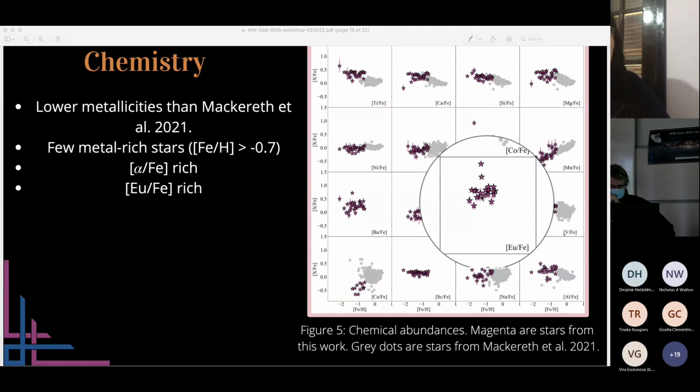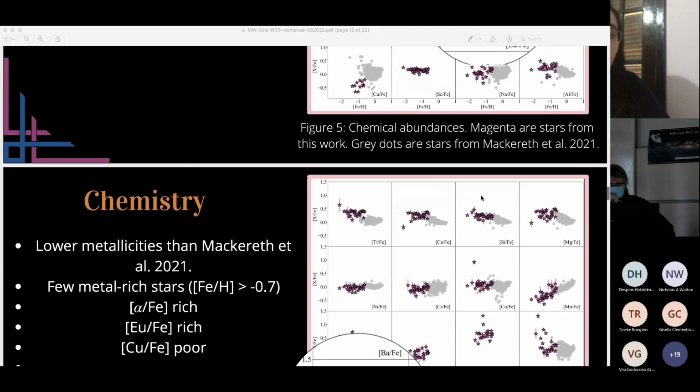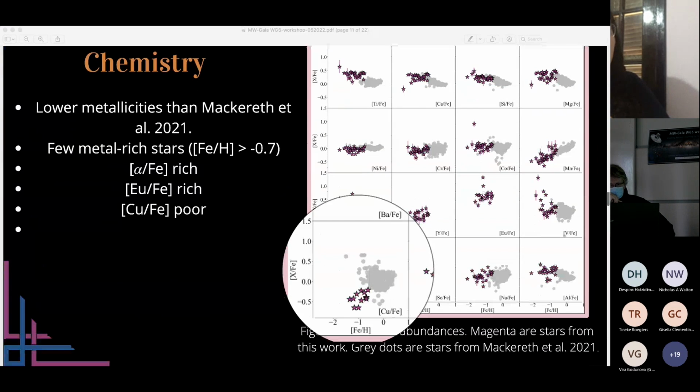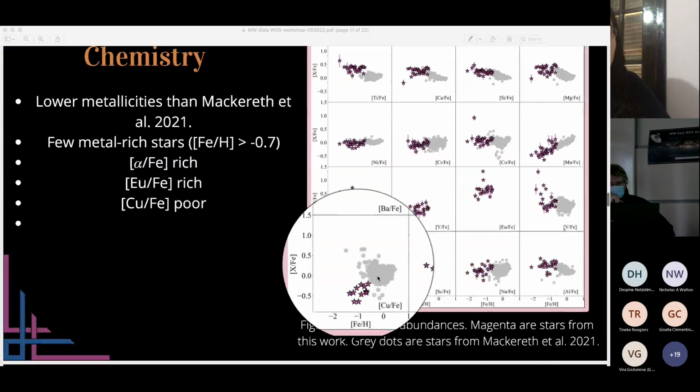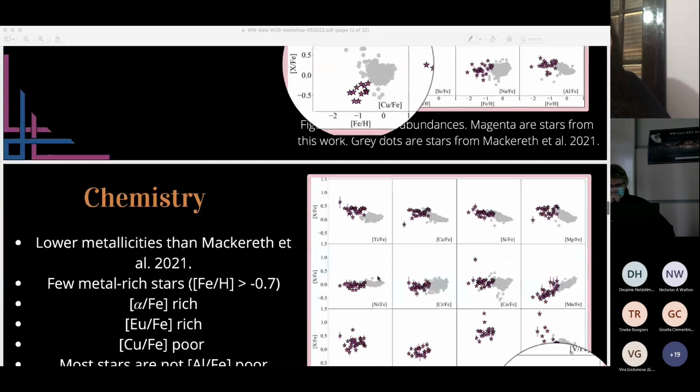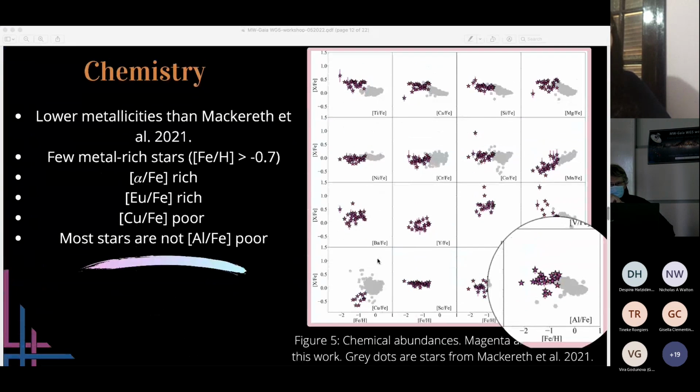Finally, the stars are copper poor. As you can see, when we are comparing them with the in situ population, they are in general lower in copper. And something that is interesting is the fact that while in the infrared the accreted stars are in general considered to have low aluminum abundances, this is not what we observe here. So in the case of our optical data, what we get is that the stars are in general not aluminum poor.